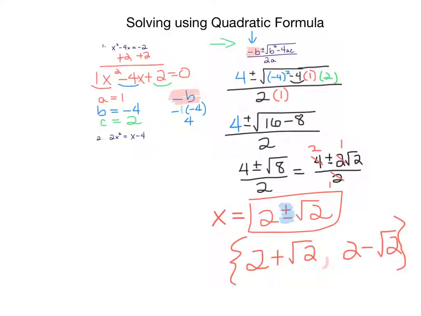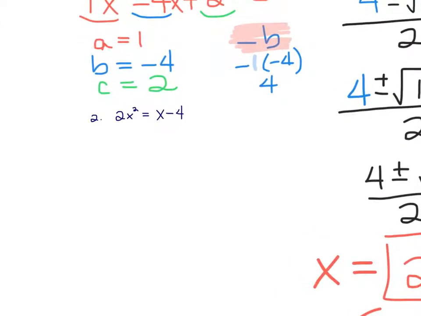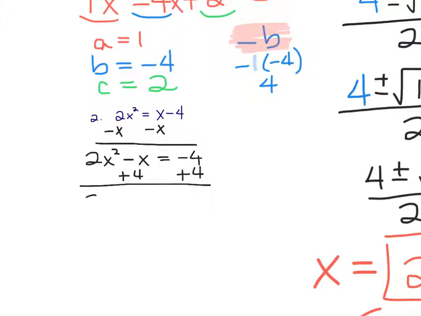Example 2 is not in standard form. We need to fix it first. So I'm going to move the x and the -4 to the other side. I'm going to subtract it. 2x squared minus x equals -4. Then I move the -4. And now I have 2x squared minus x plus 4 equals 0.